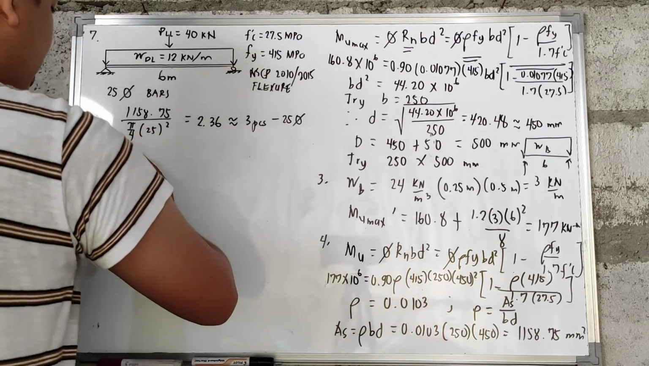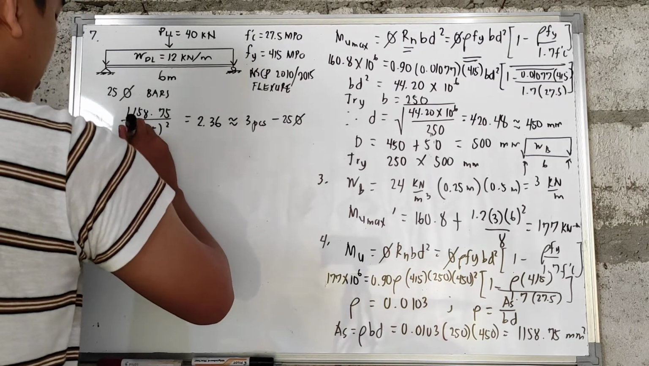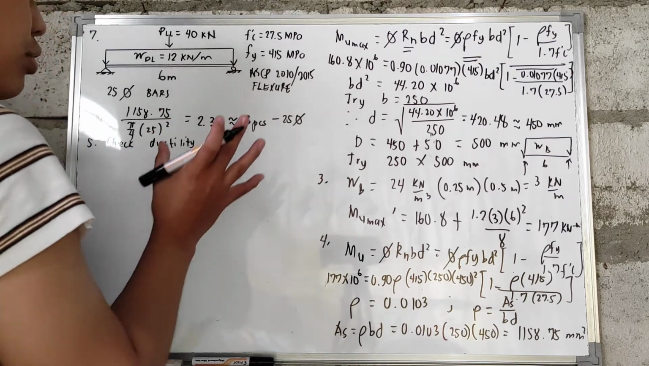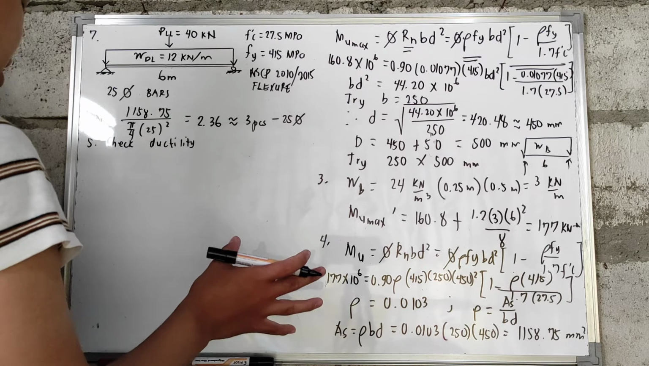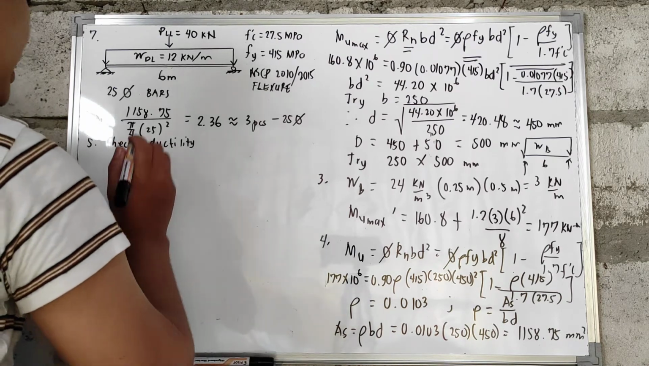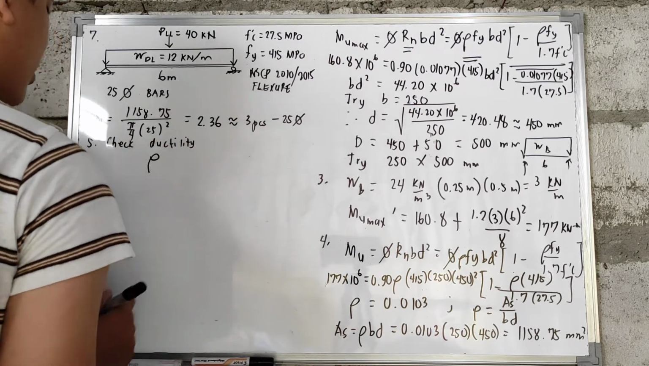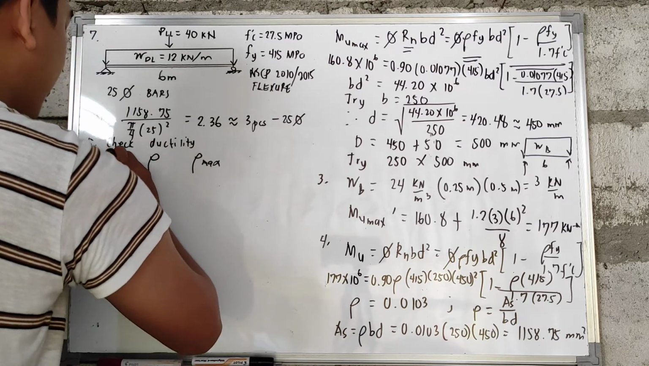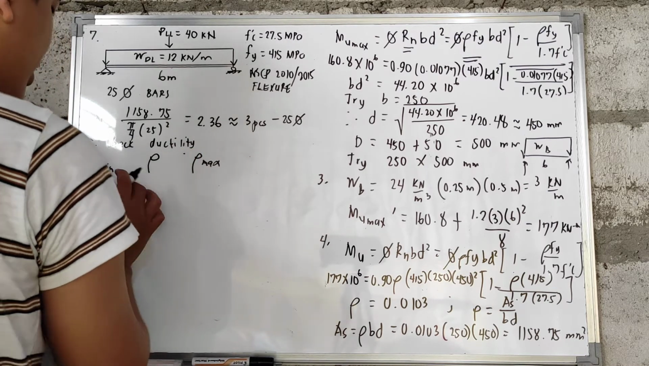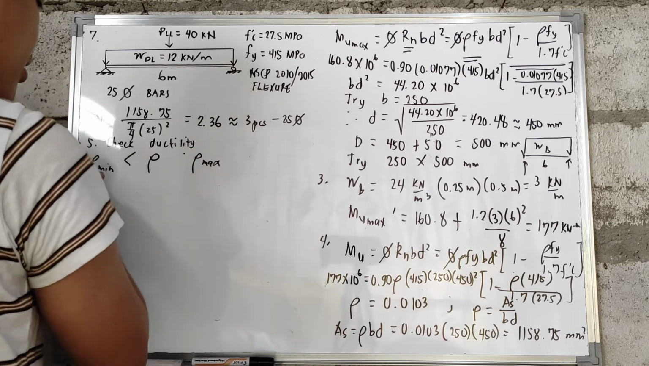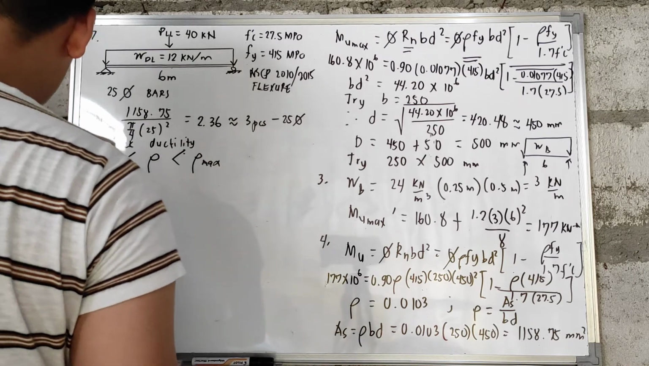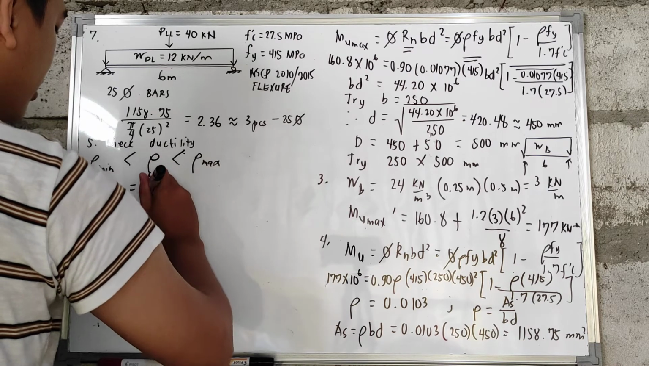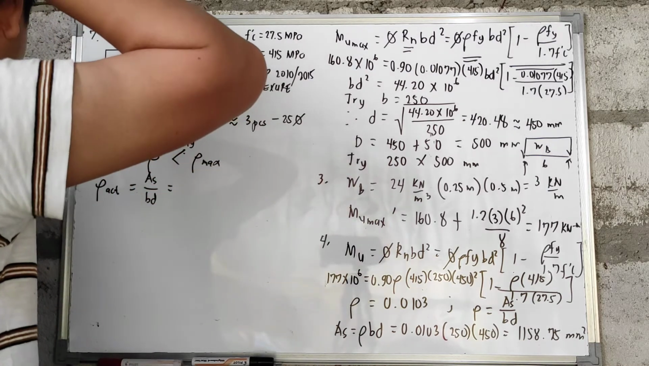So with that, we're going to check yung ductility natin. Sir, bakit po natin check yung ductility natin? Para malaman natin kung doubly reinforced ba yung beam natin or singly reinforced yung beam. So paano natin i-check yung ductility? Kunin natin yung rho actual. We're going to compare that to the rho max and to the value of your rho minimum. So kailangan yung rho actual natin that is greater than rho minimum but less than to the value of your rho max. So kunin natin ngayon yung rho actual natin, that is As over bd.